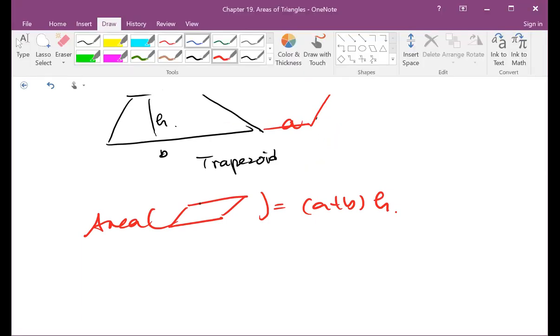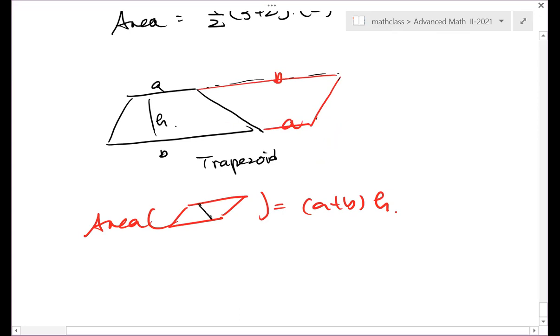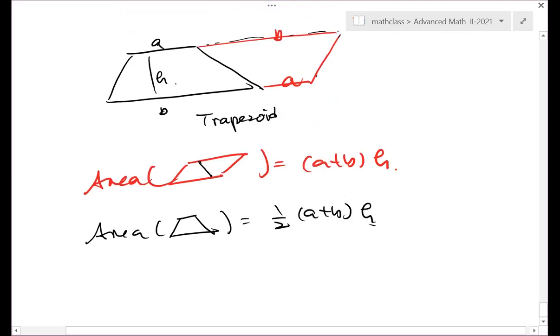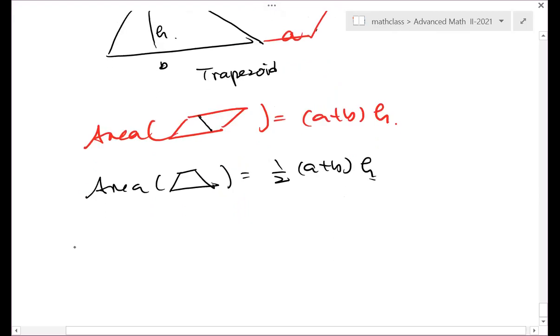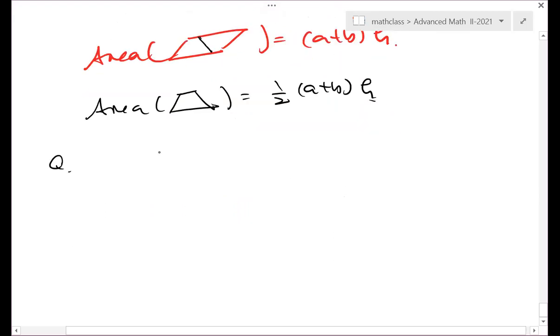That's why the area of the trapezoid is going to be like that, right? So the area of the trapezoid is going to be half of that. Okay, that's how we derive the formula. Those are the formulas, and then we use that. Here's a simple problem, and this is B.